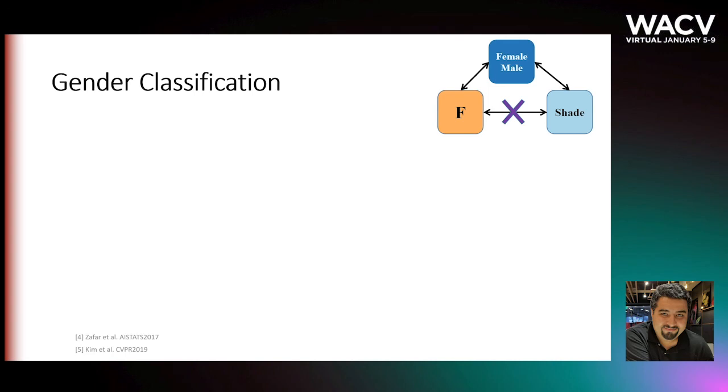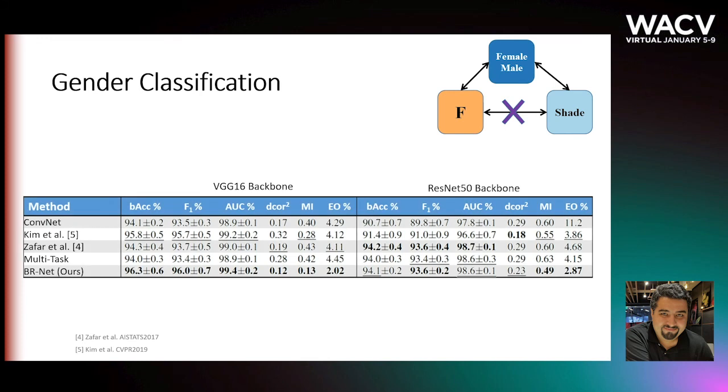Our last experiment includes predicting the gender of the person based on input face images. Our results again show competitive performance with respect to balanced accuracy, F1, AUC, squared correlation, mutual information, and equality of opportunity or EO. For details of the experiments and results on synthetic data, please refer to the paper.